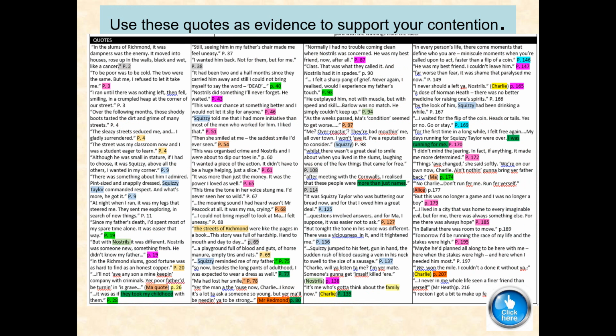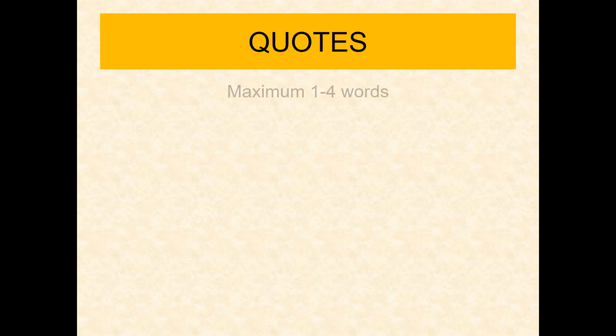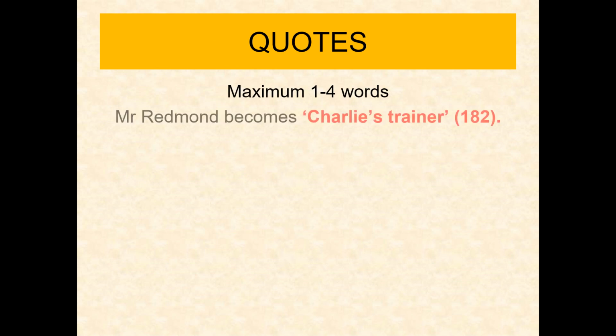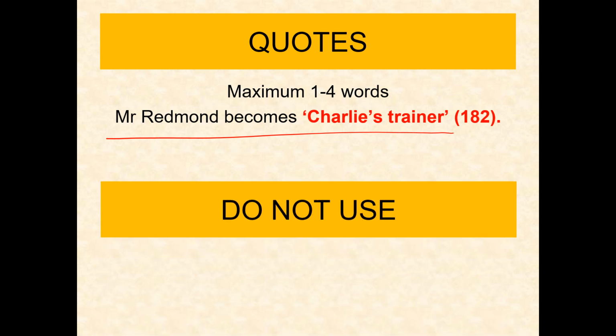We've got a sheet where you're going to have a multitude of quotes to look at, and some of these quotes will be able to be used for your body paragraphs. Quotes are normally 1 to 4 words, like Mr. Edmund becomes Charlie's "trainer." Notice that they are part of the sentence. They're not standing alone, they are built into the sentence so the sentence still makes sense.